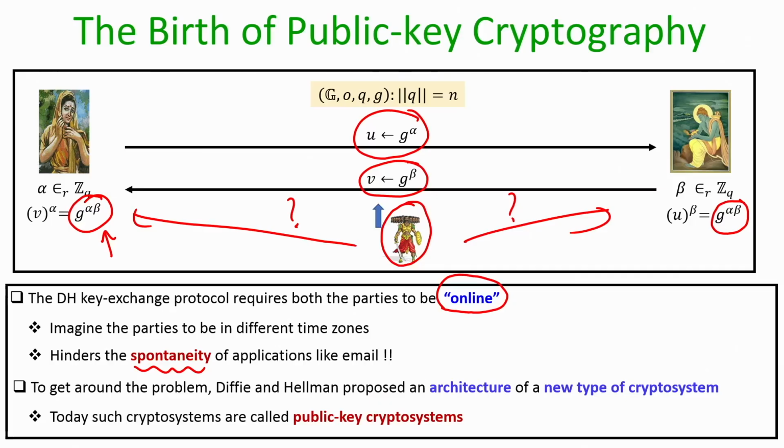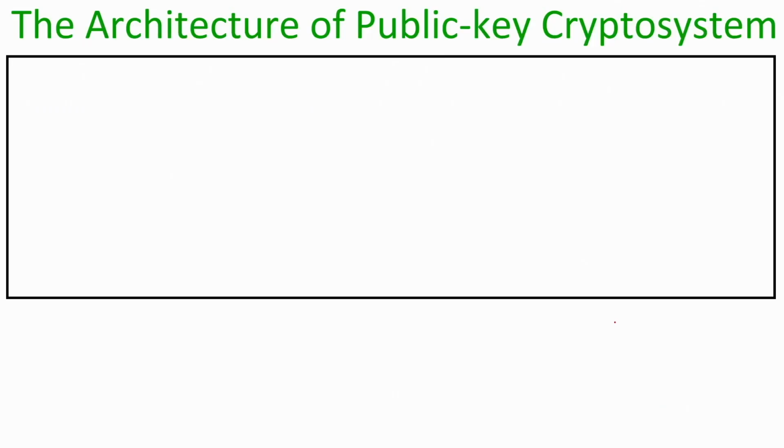So, that is why to get around this problem, Diffie and Hellman proposed an architecture for a new type of crypto system which is different from symmetric key crypto system. So, remember the symmetric key crypto system, the same key is used both for encryption and decryption, right. So, we were looking for a mechanism where the key g to the power alpha beta will be used for encrypting the email as well as for decrypting the email. But Diffie and Hellman were thinking about a new form of cryptography and today we call such forms of cryptographic algorithms as public key cryptography, public key crypto system.